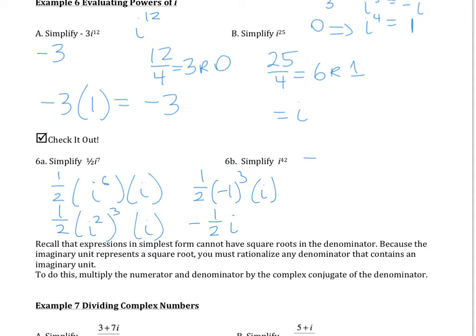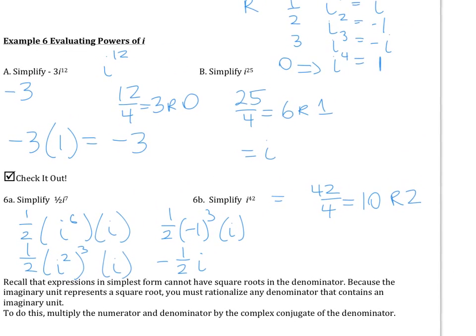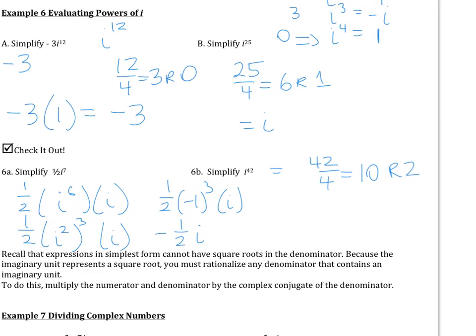So if we look at the next one, again, take 42 divided by 4, look at the remainder. It would be 10, and the remainder will be 2. Looking at your list, a remainder of 2 is negative 1.